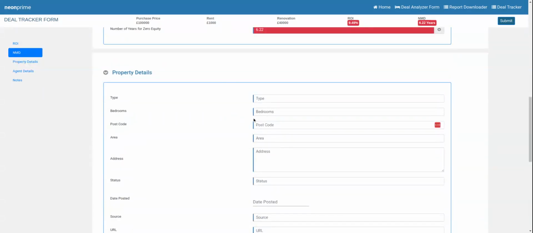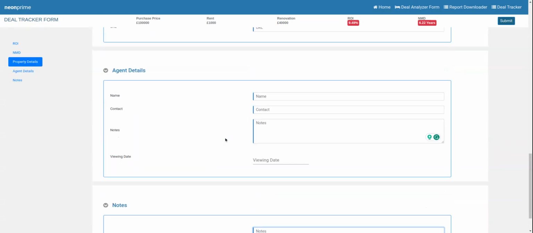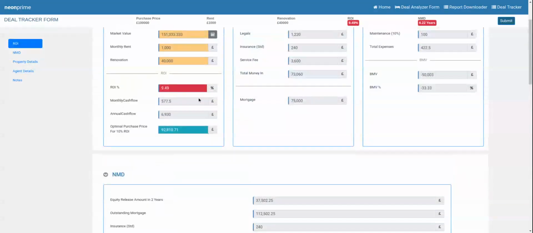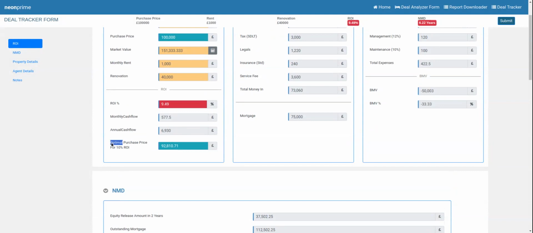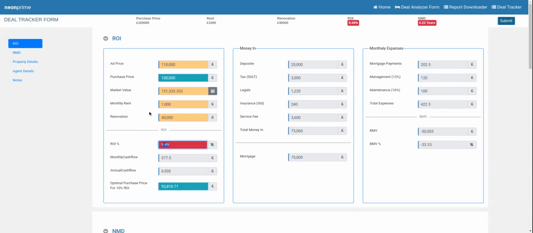Then there are the property details and things like that, and if there are any agent notes, they can be taken here. All that stuff is there. And there is the optimal purchase price for 10% ROI. If you buy for this much price, the ROI will become 10%. That's what it is saying.